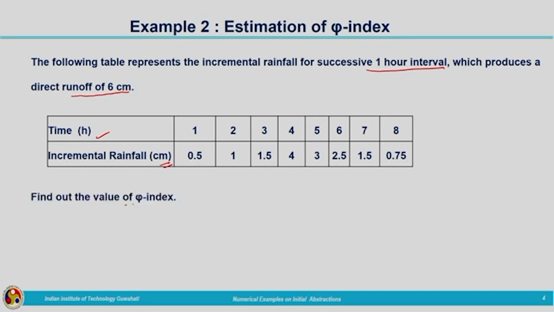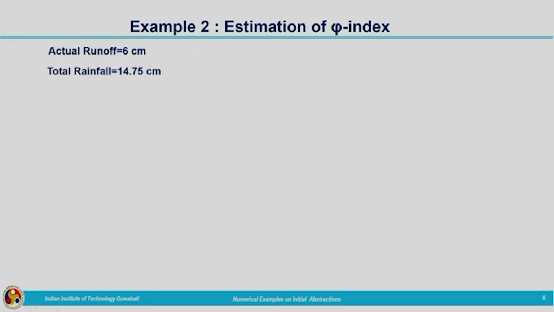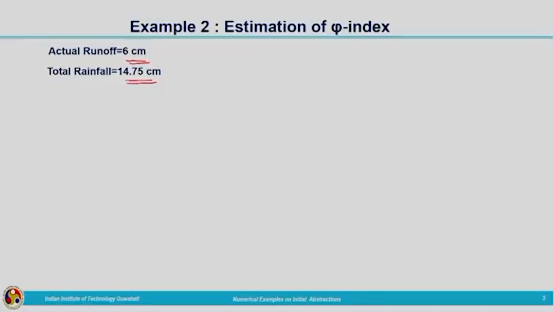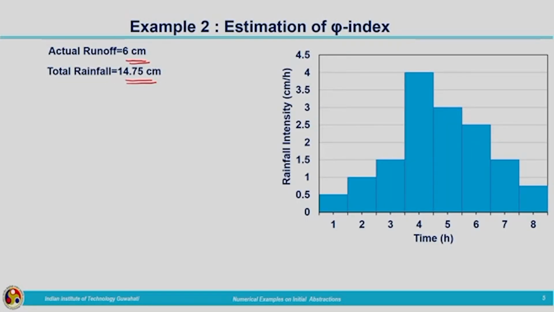We need to calculate the phi index value. The data given: actual runoff 6 centimeters and total rainfall 14.75 centimeters. From the table which is given to us, the total rainfall for the entire time period can be calculated. It is calculated as 14.75 centimeters and the corresponding hydrograph is plotted. Now, what do we need to determine? We have been given the runoff depth. We need to calculate the phi index value for this particular storm.